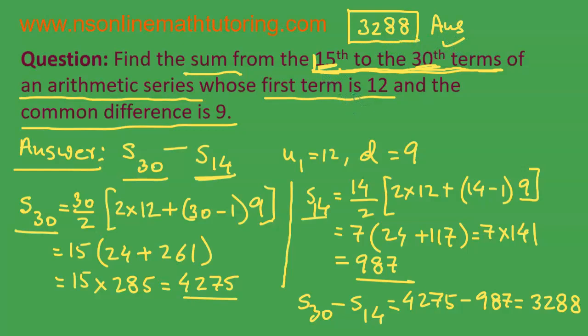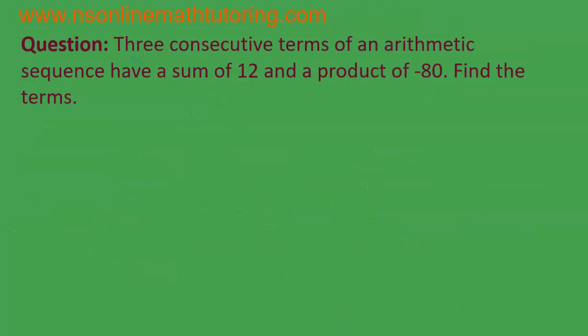Now let us move on to the next question. 3 consecutive terms of an arithmetic sequence have a sum of 12 and a product of negative 80. So 3 consecutive terms, and it is an arithmetic sequence, which is having a sum total of 12 and a product of negative 80, and find the terms. Okay.